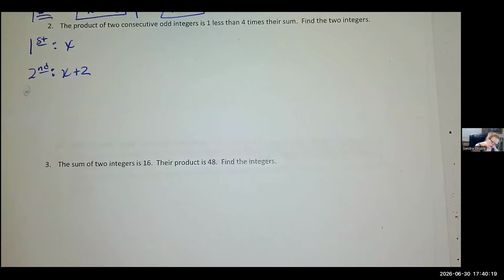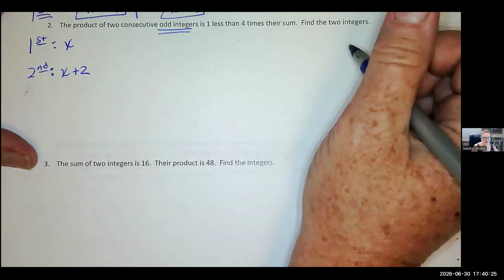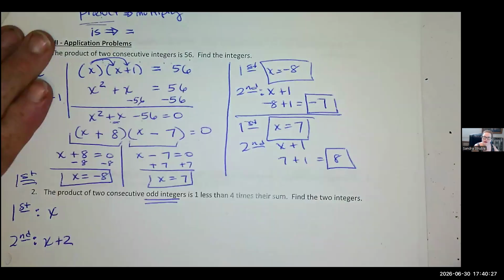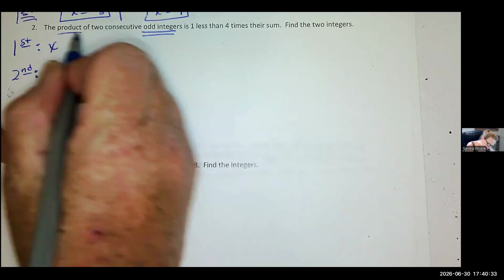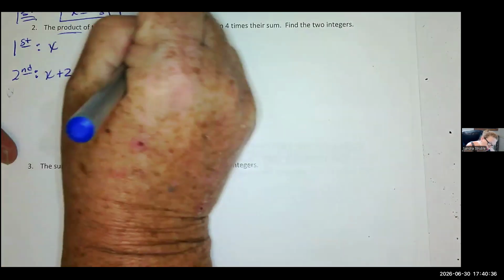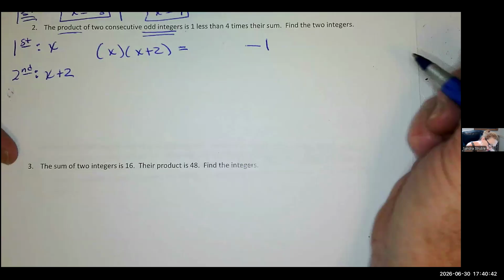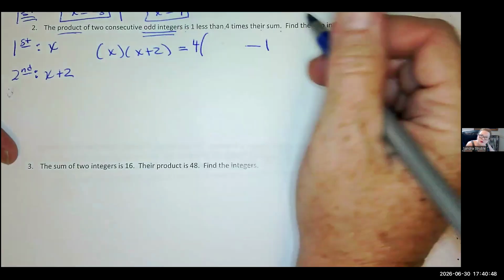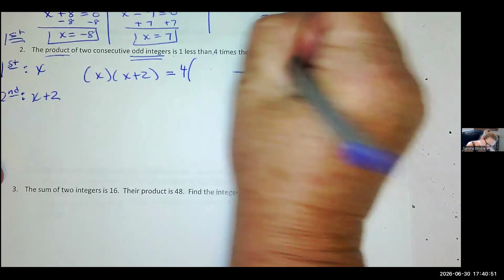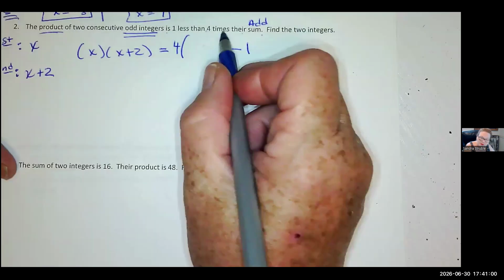But you've got to pay attention if it says odd integer, even integer, or just consecutive integer. Those are different things. So the product means multiply. So we're multiplying these two integers. X times x plus 2 is 1 less than 4 times their sum. 4 times, now what does sum mean? Sum means add. So we need to put this in your dictionary. Sum means add. And we've done this before. This was back in foundations. So 4 times their sum, x plus 2.